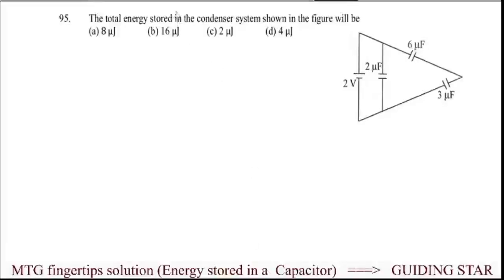In this question, the total energy stored in the condenser system is shown in the figure. If you look at the figure, the 6 microfarad capacitor and 3 microfarad capacitor are connected in series. As they are in series, their equivalent capacitance will be 6 into 3 divided by 6 plus 3, so 18 divided by 9, which is 2 microfarad. Why? Because the formula we applied is C1 into C2 divided by C1 plus C2. By applying that, we are getting 2 microfarad.